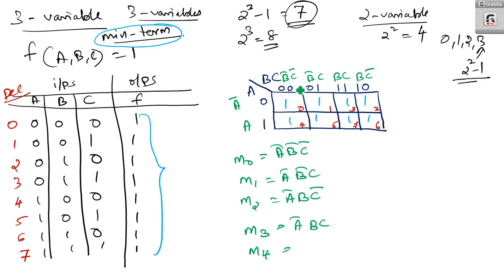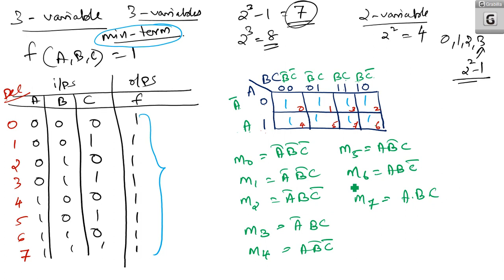M4 is A, B bar, C bar. Small m5 is A, B bar, C. M6 you should take from here. That is A, B, C bar. Small m7 is A dot B dot C. So these are the corresponding minterms of a three variable K-map.